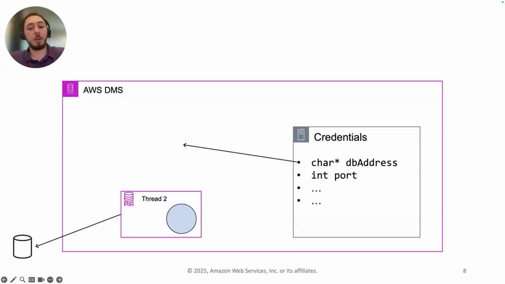We have thread 2, which is happily connected to the database. Nothing is bothering it. It does its work. It can even reconnect if it wants to, because if it wants to reconnect, it goes to DB address, gets the correct string, and it can reconnect. But eventually, something bad will happen given enough time.